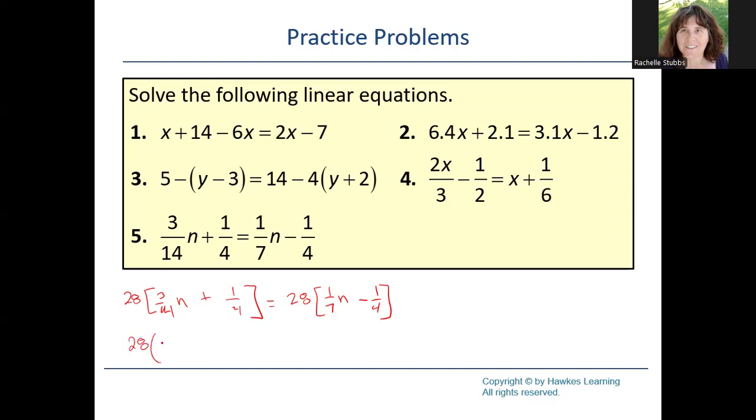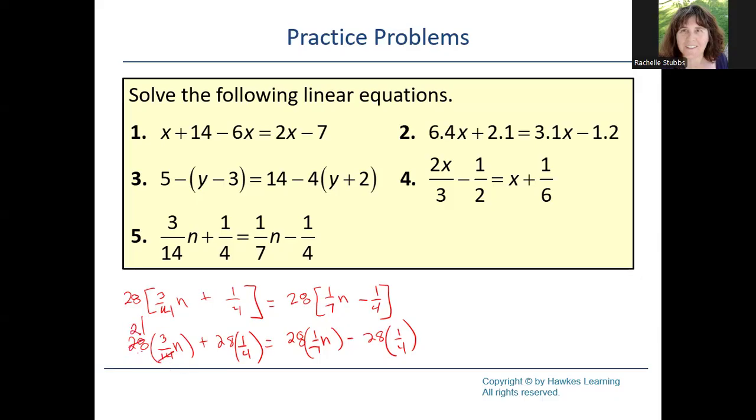And if I distribute that through, let's do this: 28 times 3/14 n plus 28 times 1/4 equals 28 times 1/7n minus 28 times 1/4. And so 28 and 14, they both have 7s that go into them. But actually, let's back that up a little bit. 14 goes into 28 just twice.